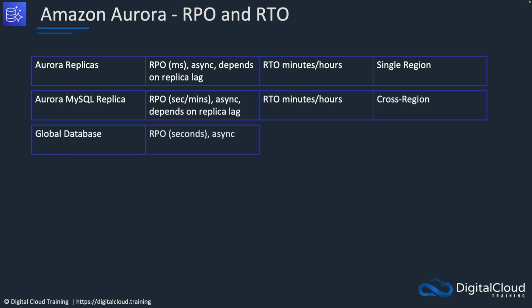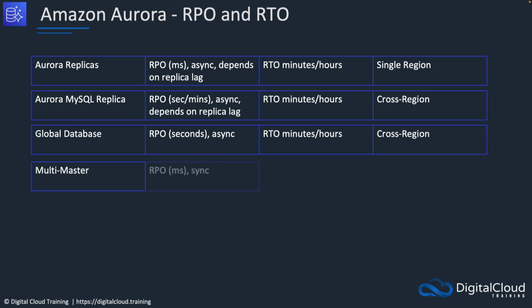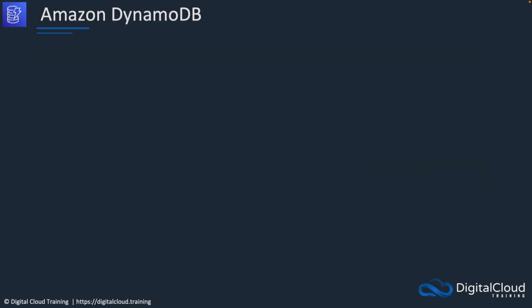We've got global database. This has an RPO within the seconds range, and it's asynchronous. RTO again depends, and then you've got cross-region capability for global database. We then have multi-master. RPO is milliseconds. This is synchronous replication. The RTO is seconds because it's automated, and remember it's synchronously replicated, so the data's already there, and this is only within a region.